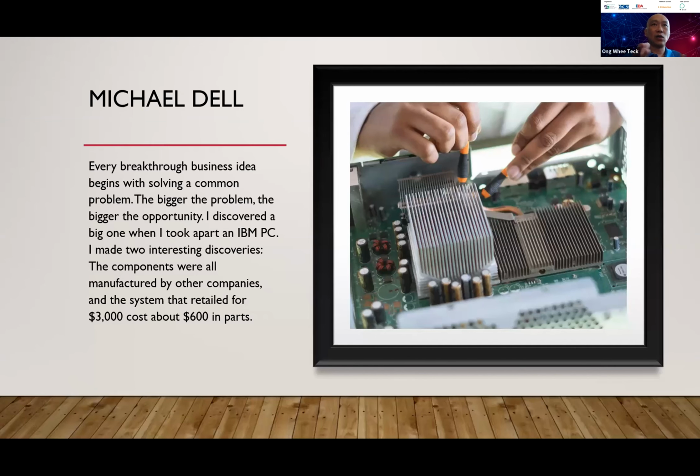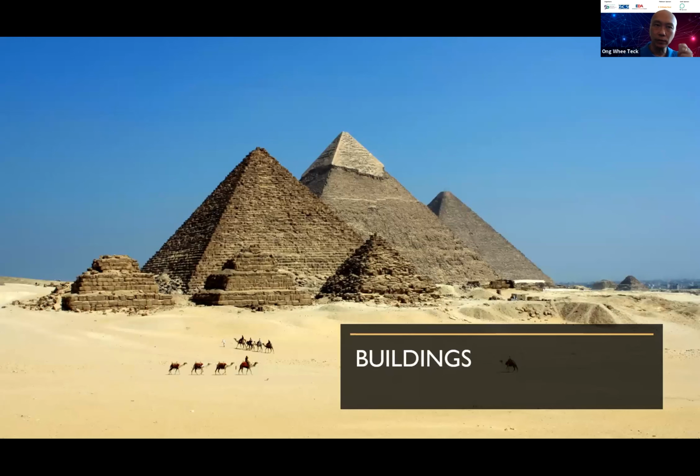Michael Dell, he talked about this, it's a quote: every breakthrough business idea begins with solving a common problem. The bigger the problem, the bigger the opportunity. And he discovered this when he went to look at the IBM PC, right? Well, the components were all manufactured by other companies, and the system that retailed for $3,000 cost in total, the parts were only $600. He saw a business opportunity, took it, and that's why he's the multi-billionaire that he is. He looked at it holistically in that sense. Of course, in this case, it's still very micro in the sense that it's just a micro PC. But my point is, whenever you look at things holistically, you see a completely different value proposition. And I think that's what we need to be doing.